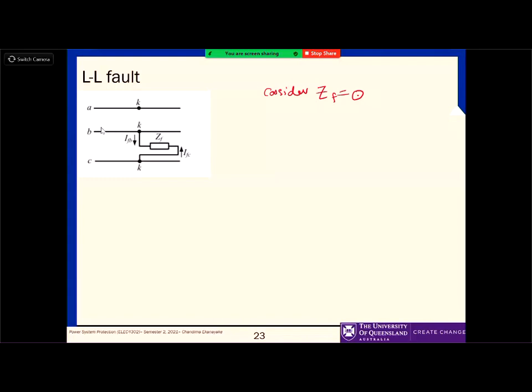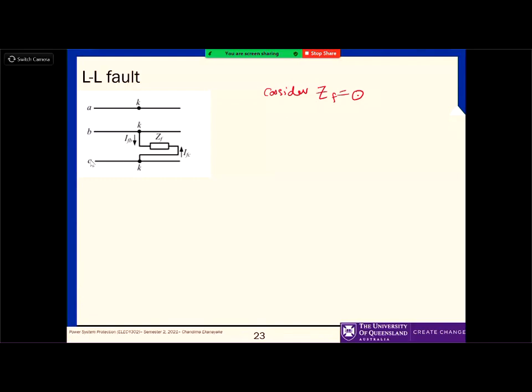The other condition is that the current in line B is equal to the current in line C in magnitude, but they have a 180 degrees phase shift because it is reversed. If you mark the current from B to C here, it's going from C to B in the other line. Usually you mark all the currents in one direction, so it is basically the 180 degrees phase shift.